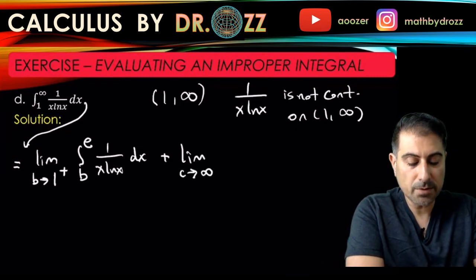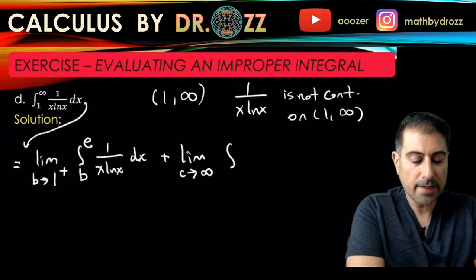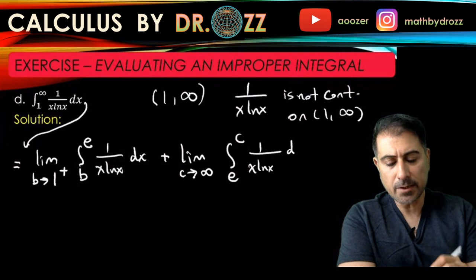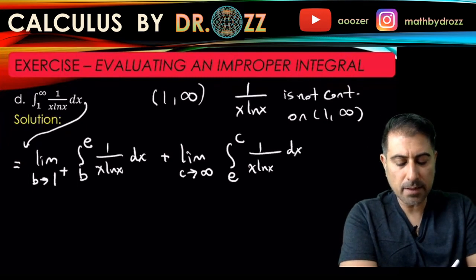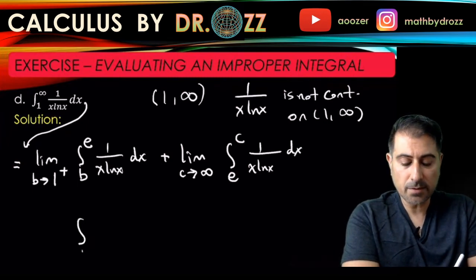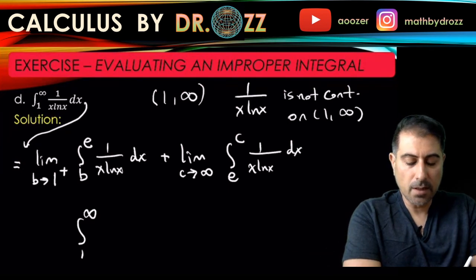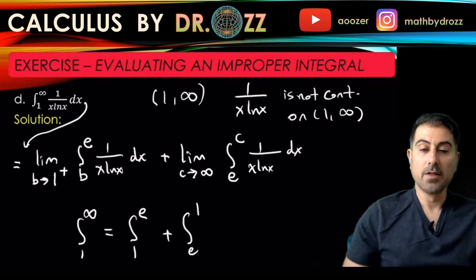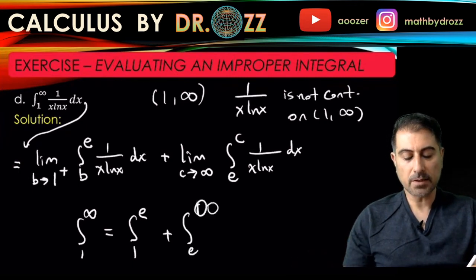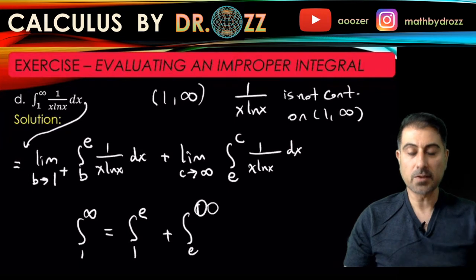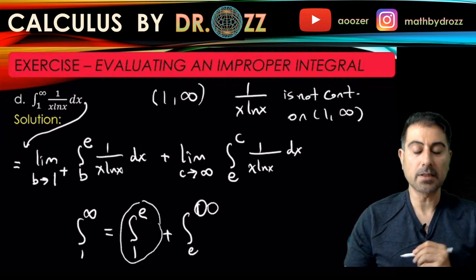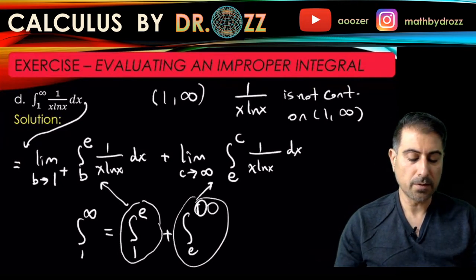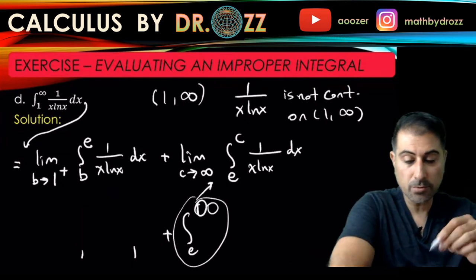From e to c, 1 over x ln x dx, okay? Essentially what I did here is that I split the integral from 1 to infinity into the integral from 1 to e and e to infinity, I'm sorry. So this way I treat this integral with this limit, and then I treat this integral with this limit. Okay? So let me just clean this part. I hope you got this part sorted out.